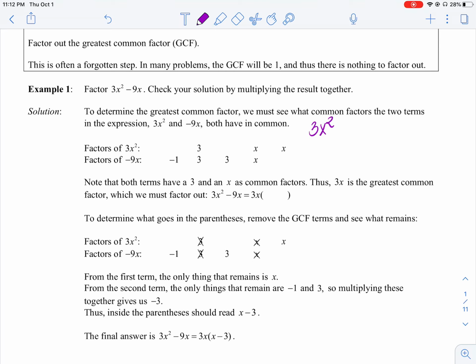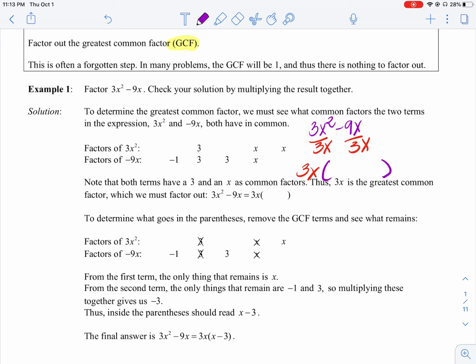Let's start with 3x squared minus 9x. And again, the first step is we need to find the GCF, the greatest common factor. What is common between the number 3 and the number 9? I think what's common between them is 3. They both have a 3, correct? And for the variable x squared and x, they both share an x. Because they both share an x, let's put the 3x on the outside.